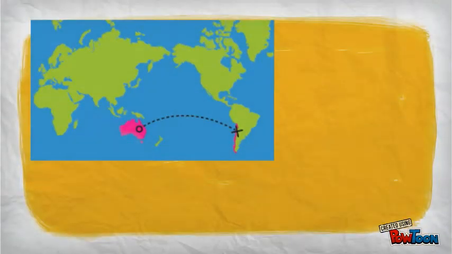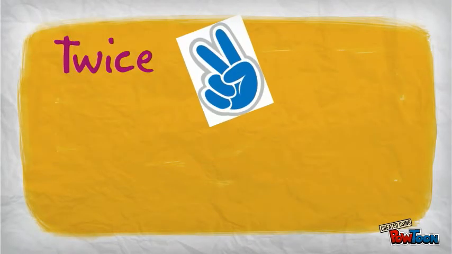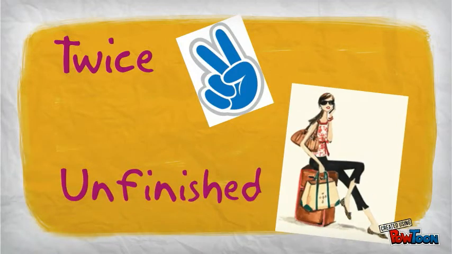Check this out. I have been to Australia twice. So the word twice in this context is unfinished time. Why? Well, because I'm talking about a life experience. It means that I can go to Australia again if I want to. So the action is not completely over. I can travel again.